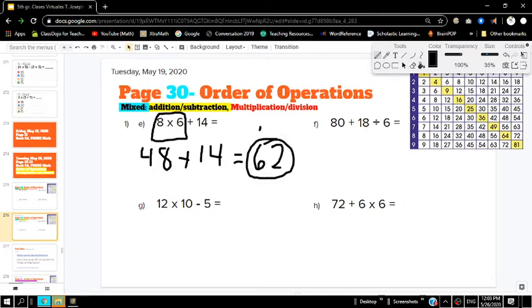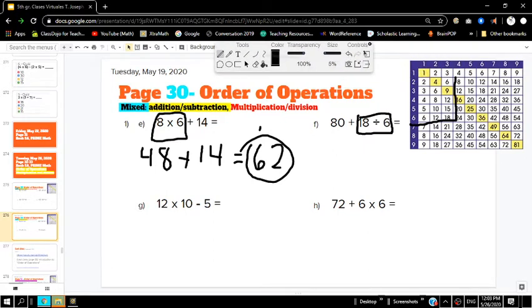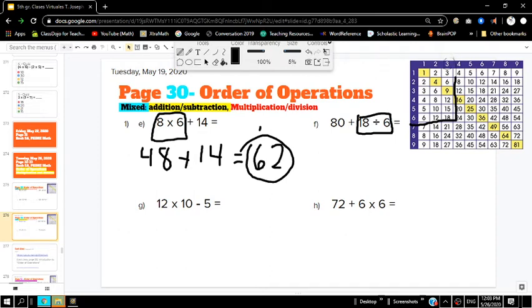All right. Next problem. Well, we have division. We're going to do that one first. 18 divided by 6. If you look at my multiplication table, 6 times 3 is 18. So that means that we're going to put a 3 right here. And 80 plus 3 equals 83. That's our final answer.